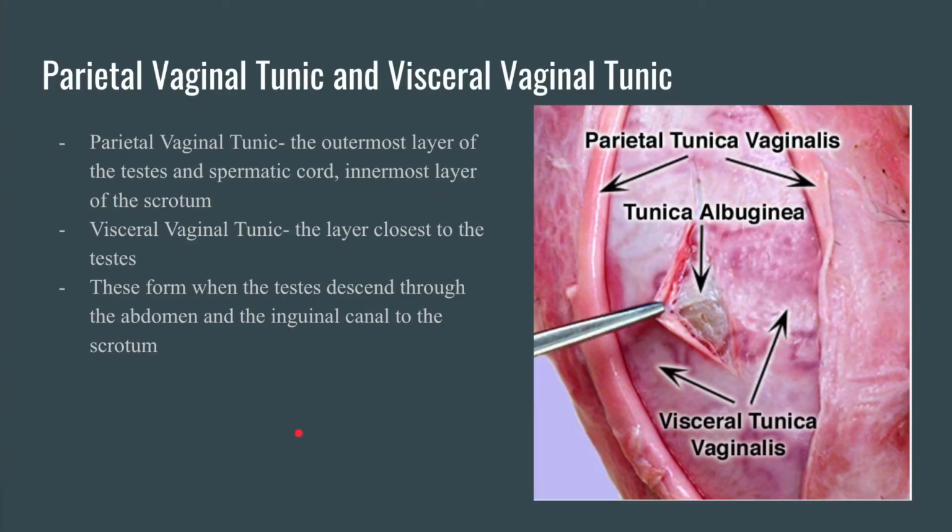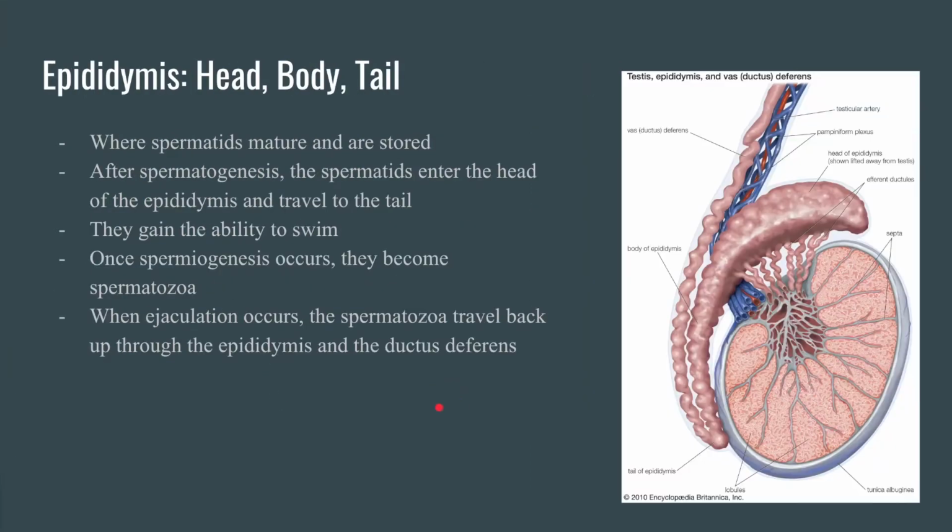The parietal vaginal tunic is the outermost layer of the testes and spermatic cord and the innermost layer of the scrotum. The visceral vaginal tunic is the layer closest to the testes. These form when the testes descend through the abdomen and the inguinal canal into the scrotum.